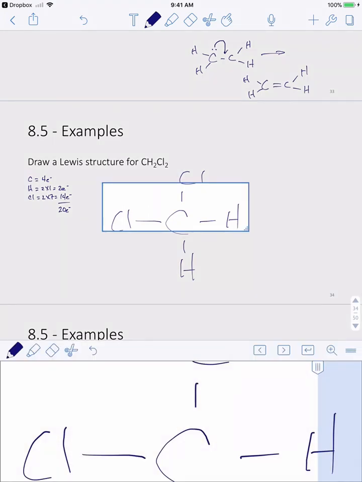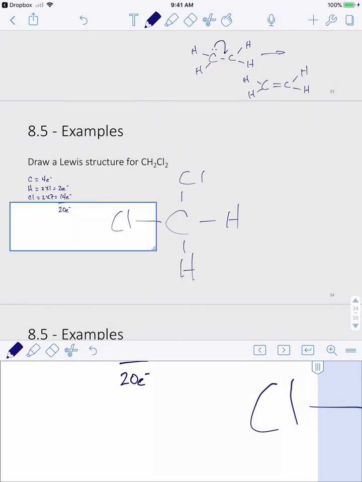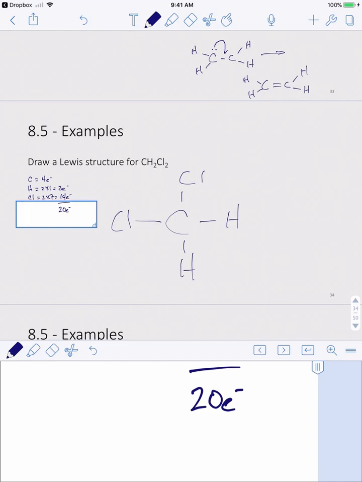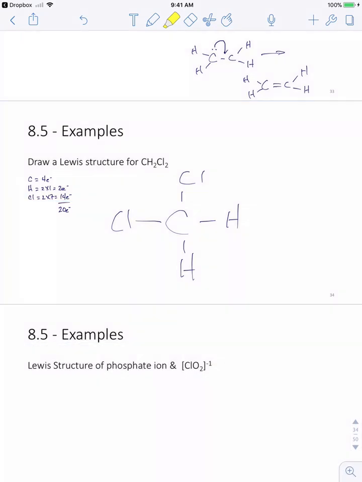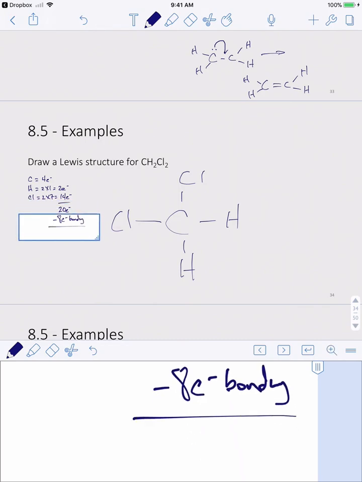So now that we have this structure, we want to subtract out the electrons that are used in bonding. Okay, so we had 20 electrons at our disposal. We need to subtract out all of the ones used in bonding, which are going to be 2, 4, 6, 8. So 8 electrons have been used in bonding already. So minus 8 electrons for bonding. That means that we still have 12 electrons to distribute to this molecule.